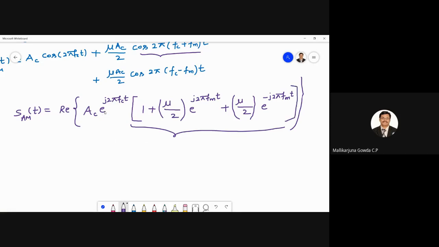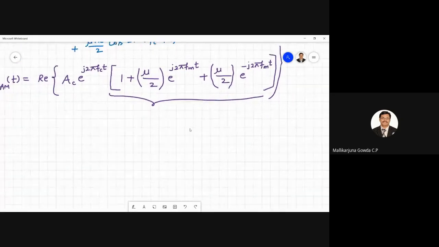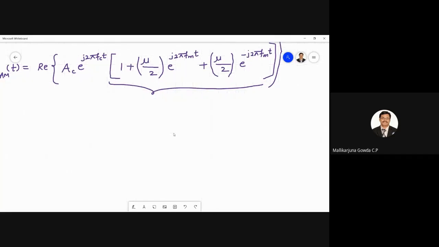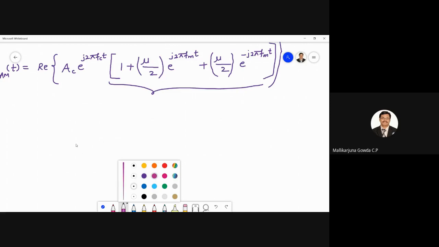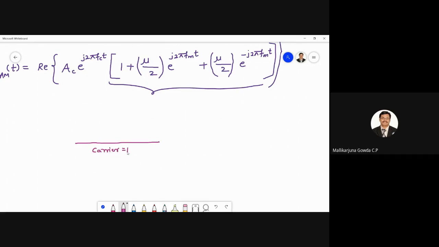And by taking the carrier as reference. Okay, so I said that we'll be drawing the phasor diagram for the term which is there in the square bracket, right? Taking carrier as a reference. So I can write the first term, carrier with magnitude 1, right? So this is my reference point. So how do I write this one, e power j 2π fmt? It should rotate counterclockwise or clockwise if I take this as my reference.